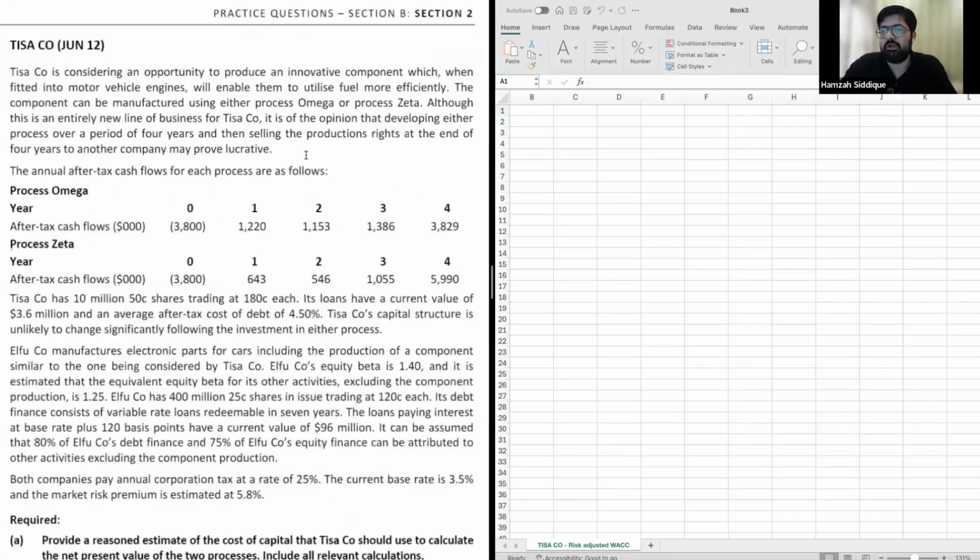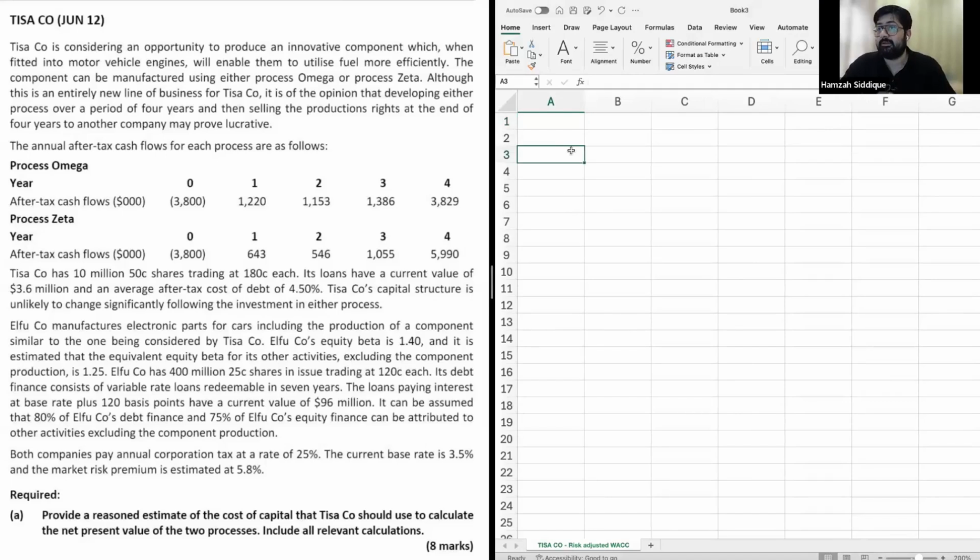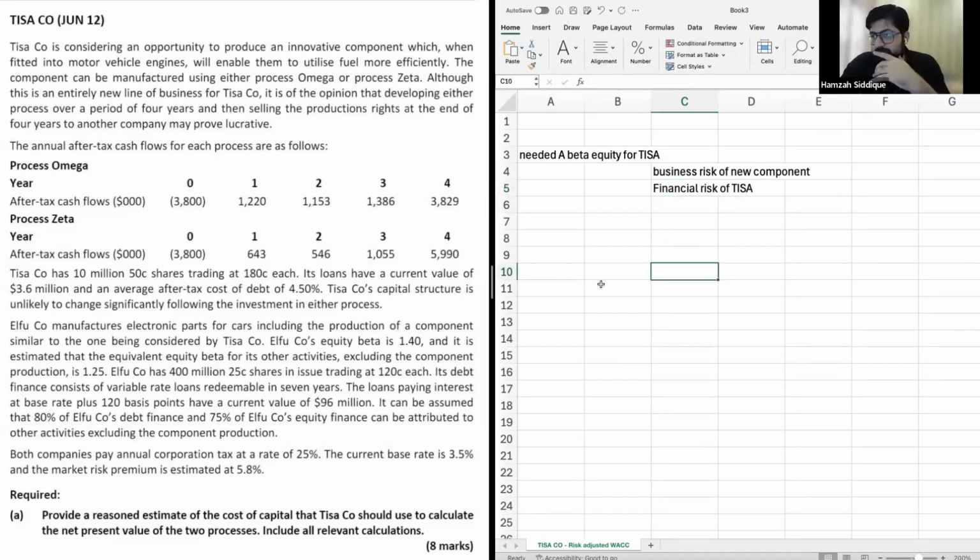What do we need to calculate? Cost of capital for the new business industry. What is needed? For your clarity, in the exam you will not write it. What is needed? A beta equity for TISA, which has two things: business risk of the new component production process, and financial risk of TISA. How will we get it? So this is planning the question basically. Although it is not required by the examiner, you are doing it for yourself.